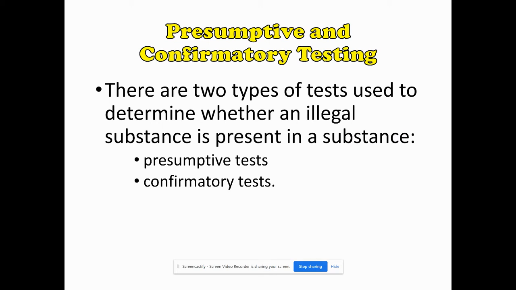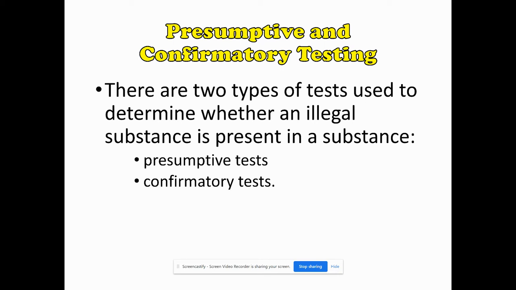There's two types of testing. You have a presumptive and confirmatory test. These two tests are used to determine whether an illegal substance is present. Okay, so let's think. If you presume that something is true, it's an assumption. It's like, okay, I have to check into this a little bit more, but that seems about right.